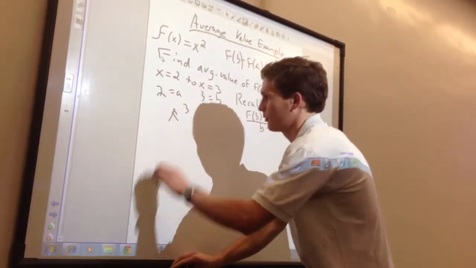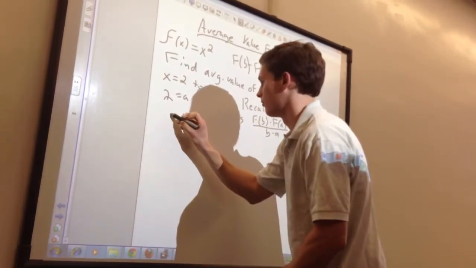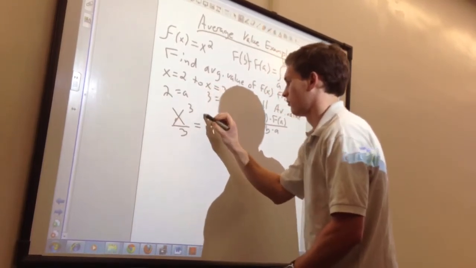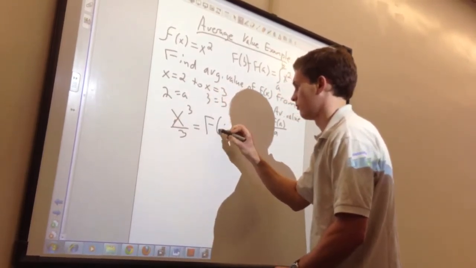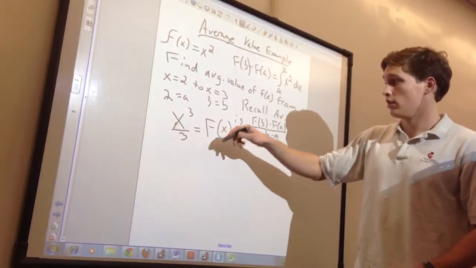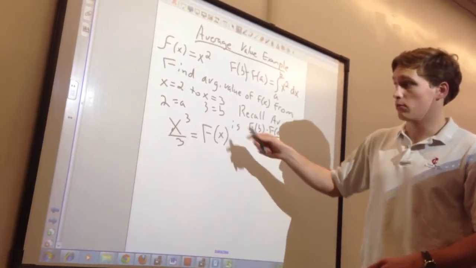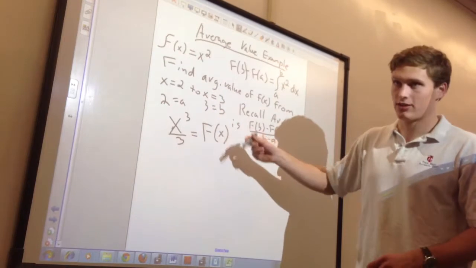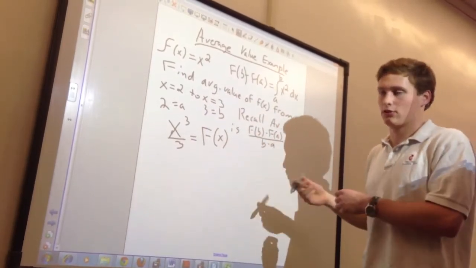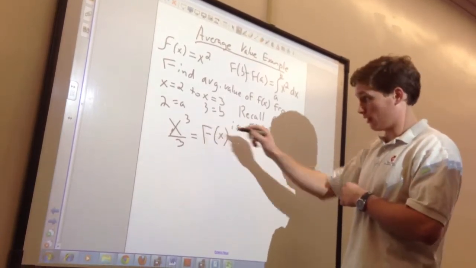Oh, excuse me, I'm going to make this a little more readable. Alright, so x cubed over 3 equals big F of x. Because if you remember from the power rule, you add 1 to the exponent and divide by n plus 1, but this is a video about the average value, not the power rule. So now we have big F of x.